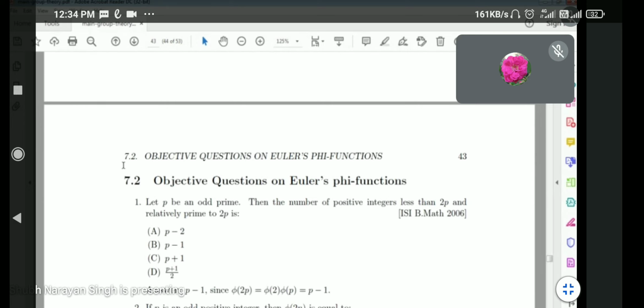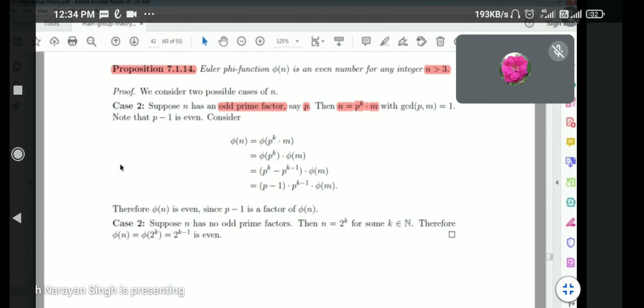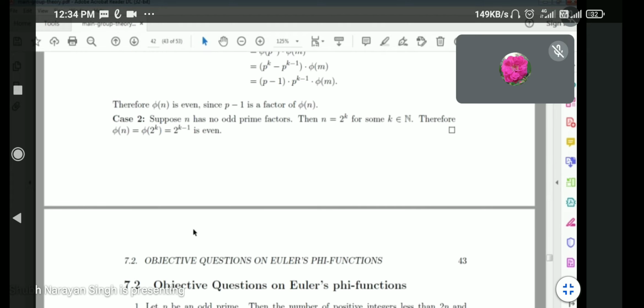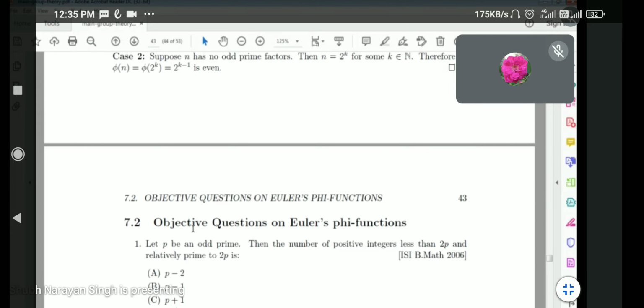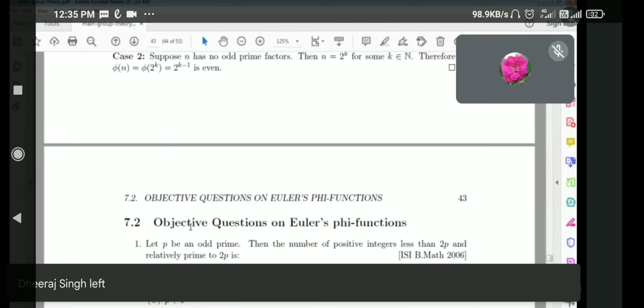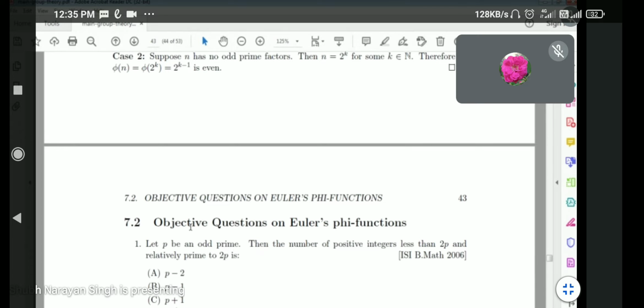Now, based on the concepts discussed on the Euler phi function, I compiled a few objective questions one by one, and also added some question answers. This is your first question, which I copied from Google, and it was asked in the ISI B.Math entrance. Suppose we have p as an odd prime. Then the question asks: the number of positive integers less than 2p and relatively prime to 2p is? Can you tell the answer?